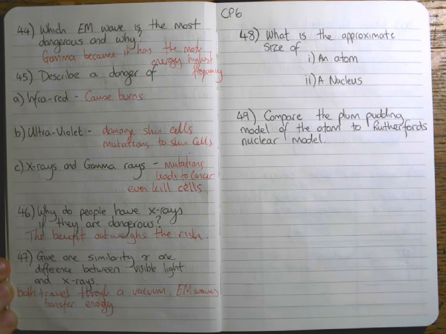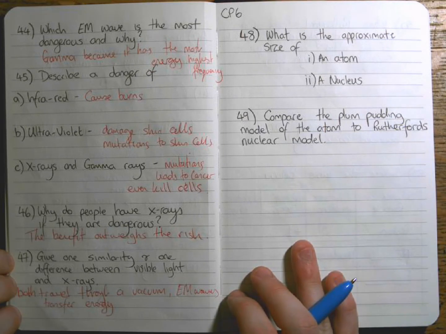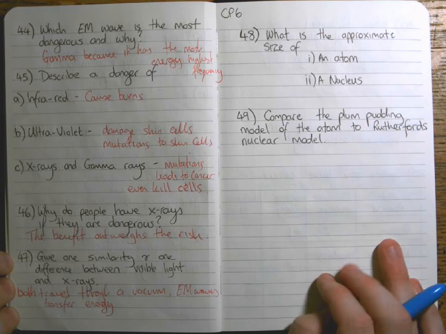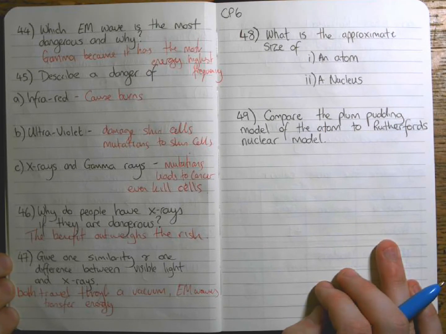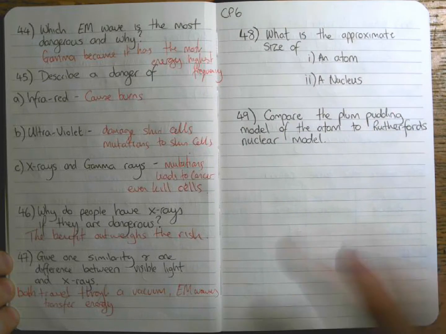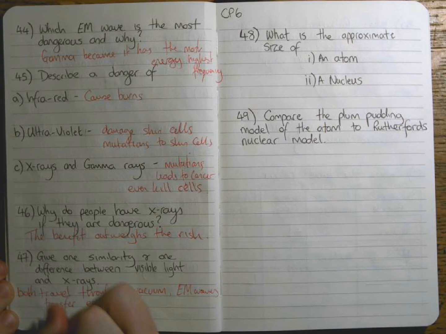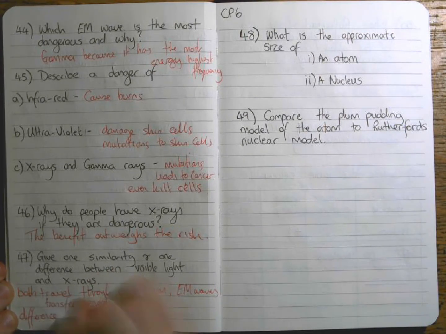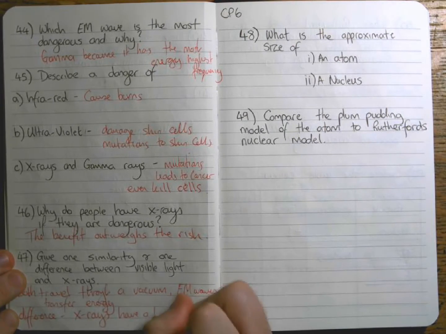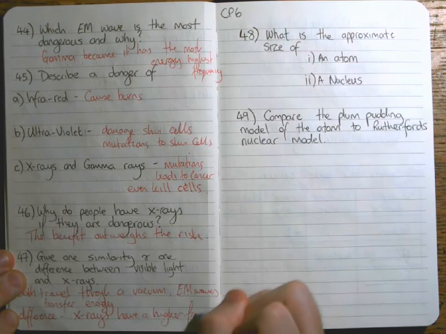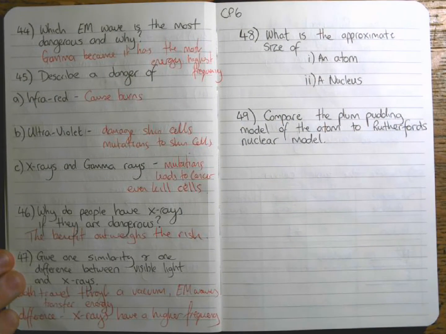A difference, well, the difference between anything in the electromagnetic spectrum is the fact that they all have different wavelengths or different frequencies. So I would state that, but to make sure I get the marks, I would say which one has the highest wavelength or frequency. So I'm going to say that for a difference, X-rays have a higher frequency.